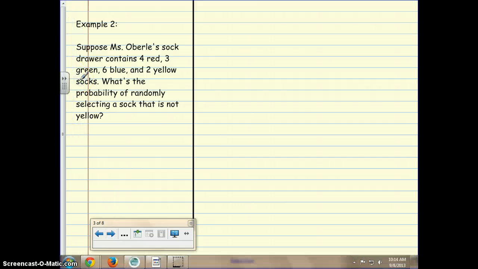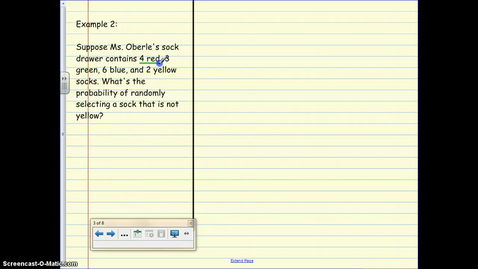Alright, now, you know how creative I am with my socks. Let's suppose that Miss Overly's sock drawer contains 4 red, 3 green, 6 blue, excuse me, or 2 yellow socks. What's the probability of randomly selecting a sock that is not yellow?